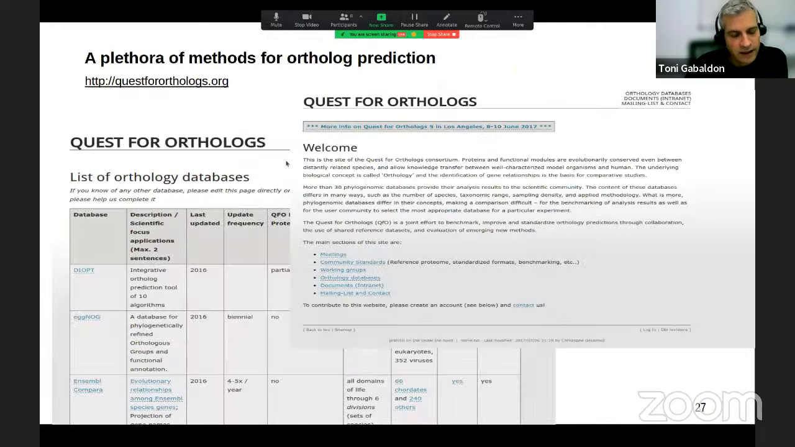So I won't explain more about these methodologies, but I will recommend you to check the Quest for Orthologs website. The Quest for Orthologs is a consortium of many different groups that work in developing orthology prediction methods, and also communities that require these methodologies. There is a meeting every 2 years. This year is in July in Montreal. So I invite you all to check this website and also the meeting.